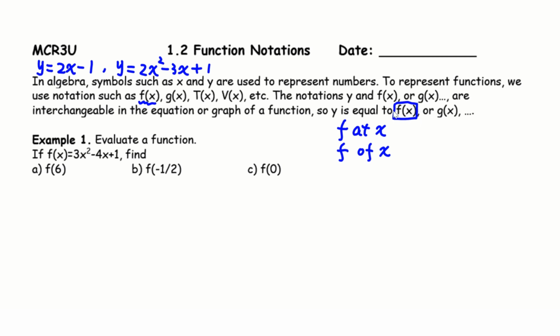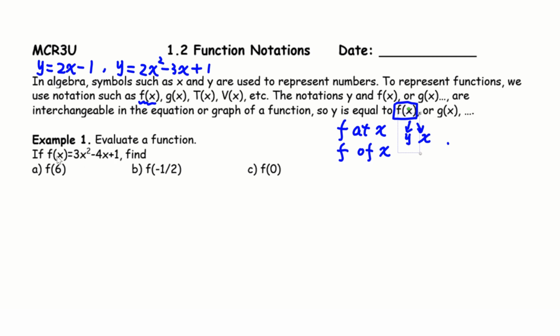F of x together is a function machine. The name of the function is f, the input is x. So f of x gives you two pieces of information, the y and also x. Input and output at the same time give you the information. So input is x and output is f of x. F of x together is the y value. So for example, we are going to see example 1, evaluate a function.